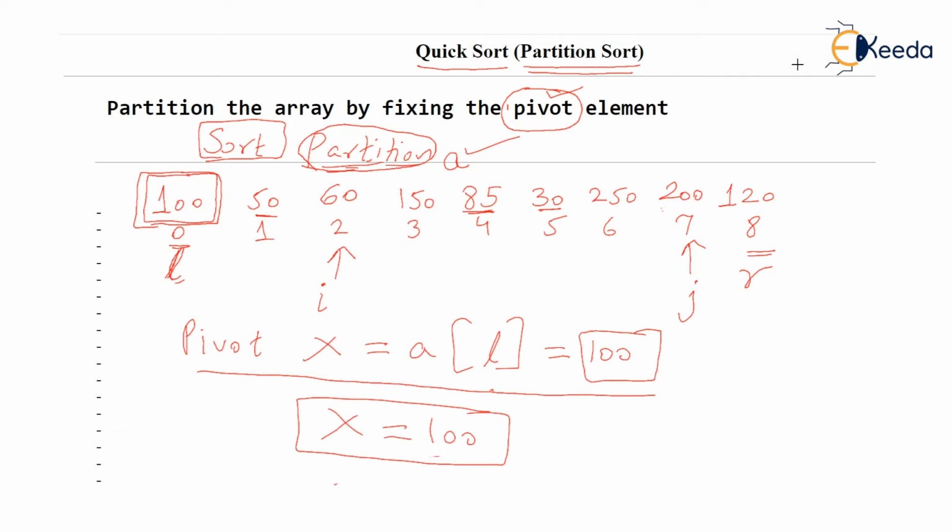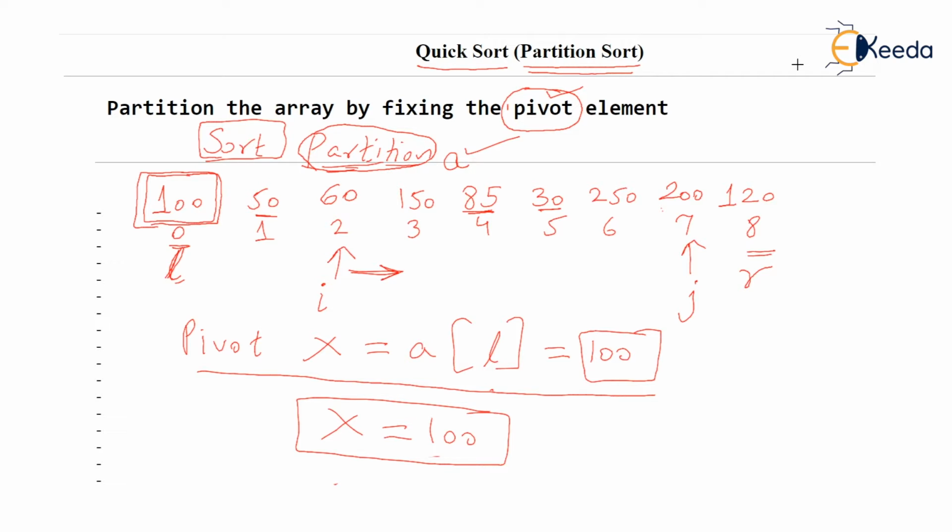But don't forget, why are we doing all this? We are doing this so that we can fix the pivot, that is 100, at such a position that everything to the left of 100 will be less than or equal to 100, and everything to the right of 100 will be greater than 100. Okay, now what? After swapping AI with AJ, we resume the process, and we again increase I by 1 from its position. I plus plus, I plus plus, till we get the first value which is greater than 100.